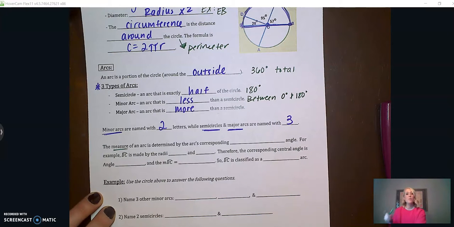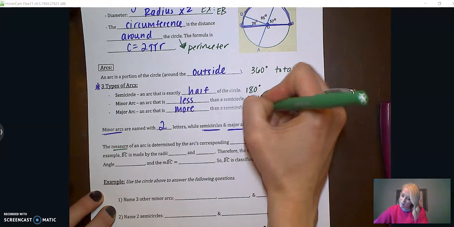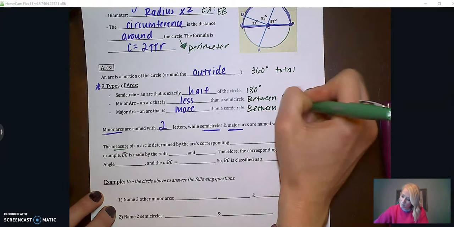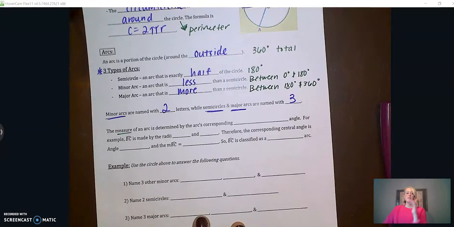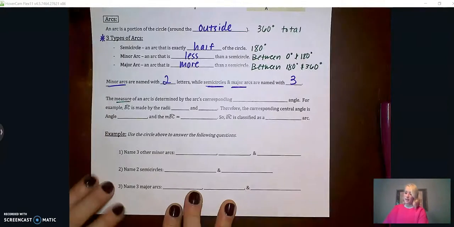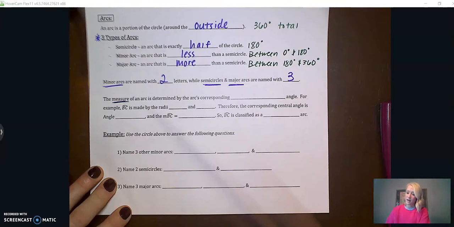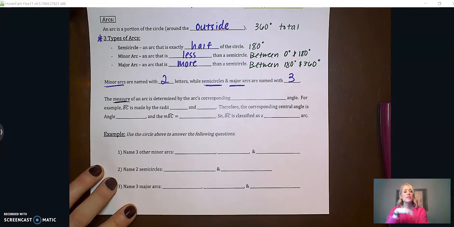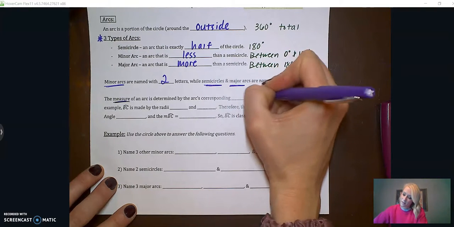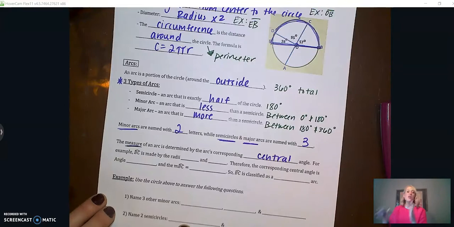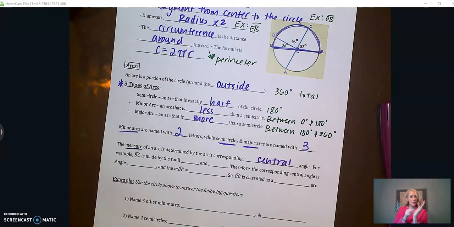And then major arcs, more than a semicircle, have to be between 180 and 360. Okay, just thinking out loud here before we really get into what's the measure of this arc, which is where we are now. So the measure of an arc is determined by the arc's corresponding central angle. Your arc is going to go with an angle at the center of the circle. And whatever degrees that is, that's how many degrees your arc covers in the circle. So they go together, it kind of makes it easy.